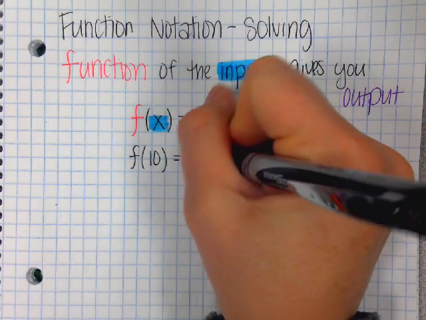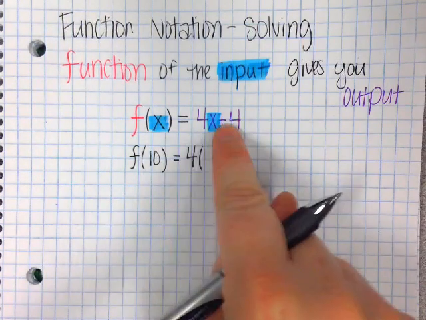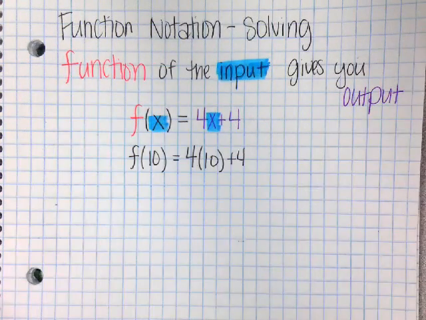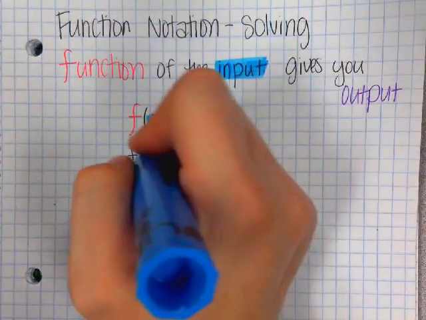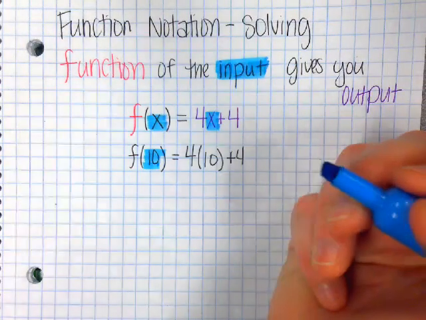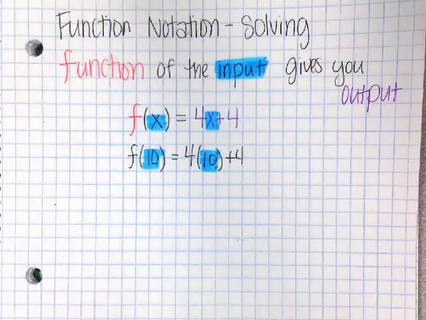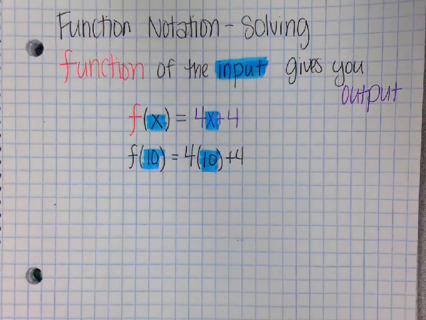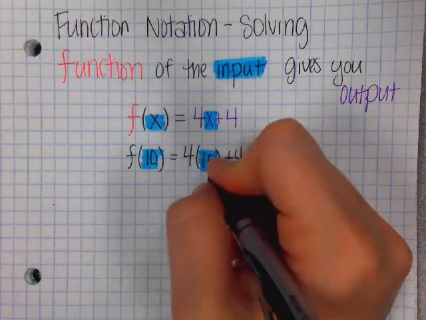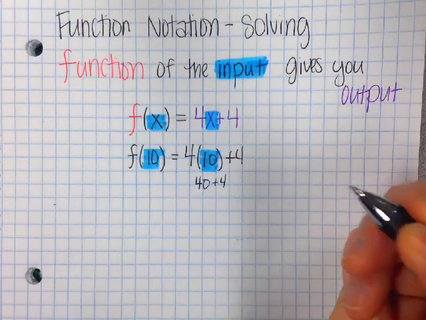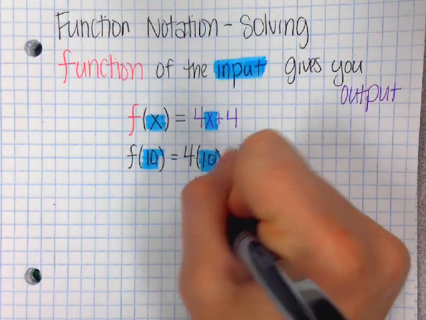So it'd be 4, change x to 10, plus 4. So if you look, the number or the variable inside of the parentheses is the number or variable you're going to use inside of that parentheses. So then you're going to do 4 times 10, which is 40, plus 4. 40 plus 4 is 44.